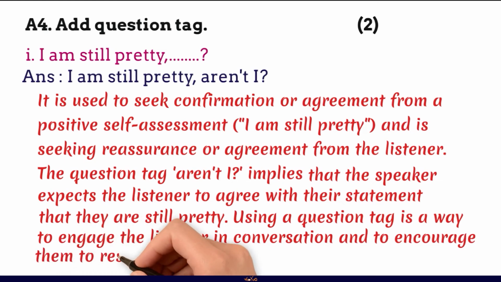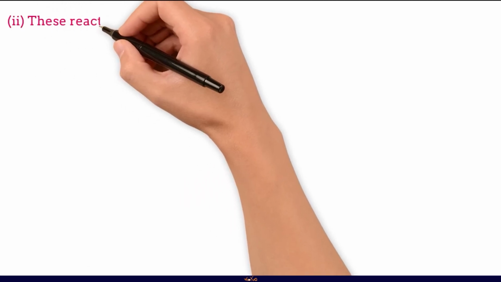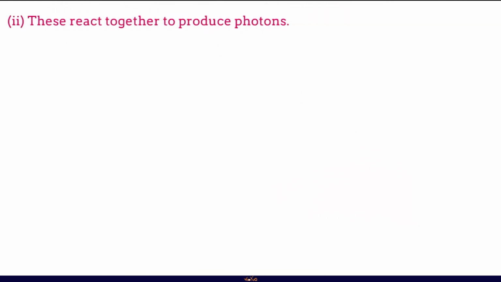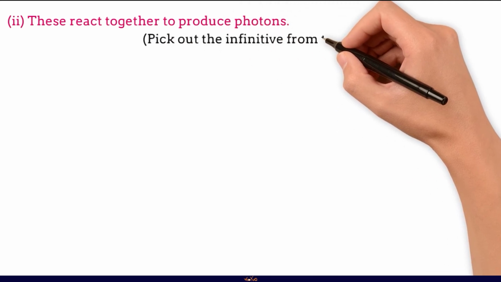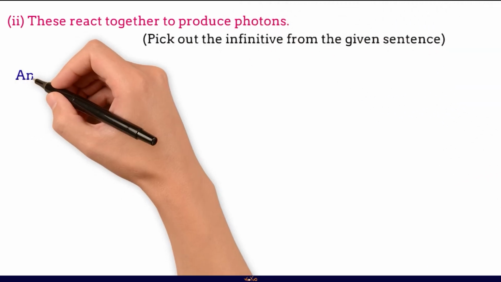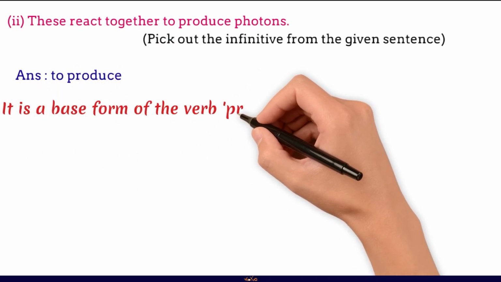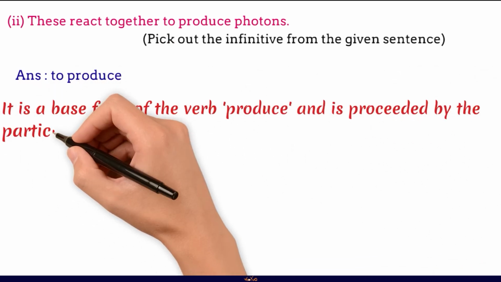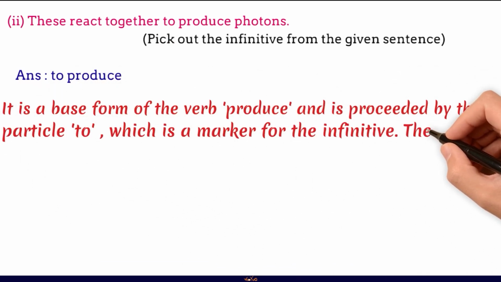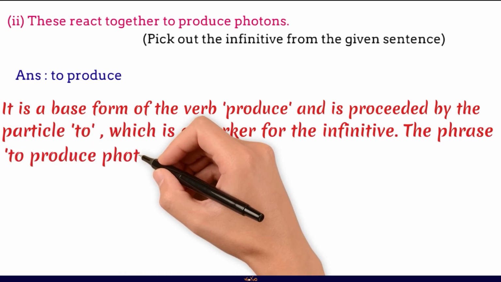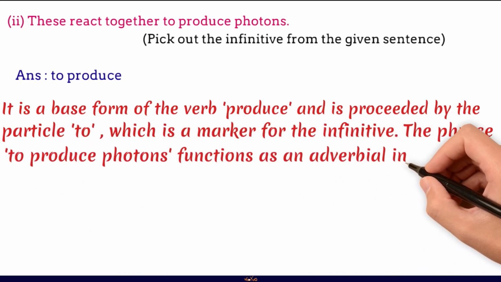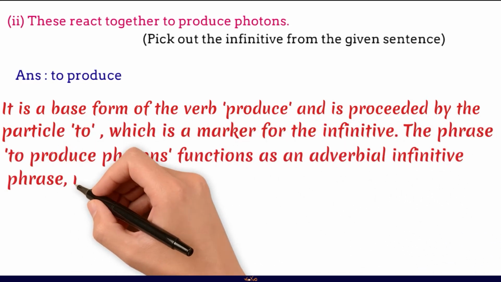Question number 2. This reacts together to produce photons. Pick out the infinitive from the given sentence. And the answer to this question is to produce. It is a base form of the verb produce and is preceded by the particle to, which is a marker for the infinitive. The phrase to produce photons functions as an adverbial infinitive phrase modifying the verb react.